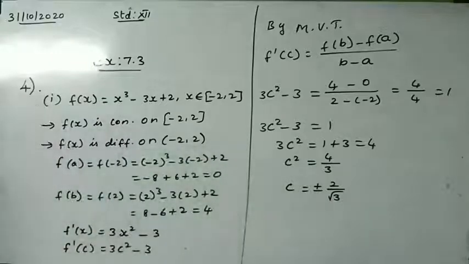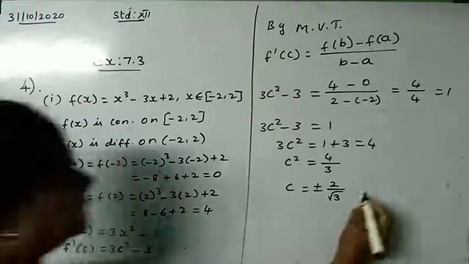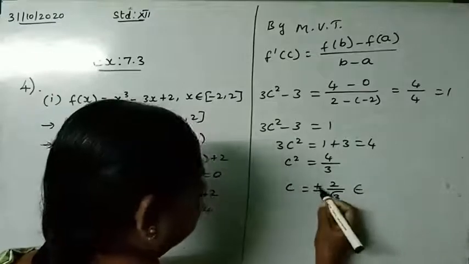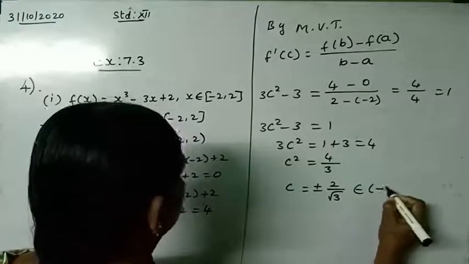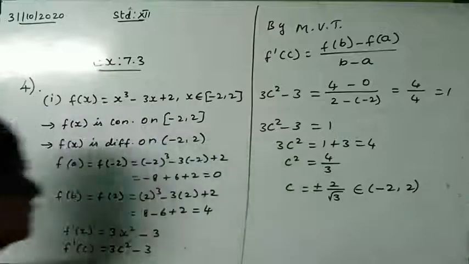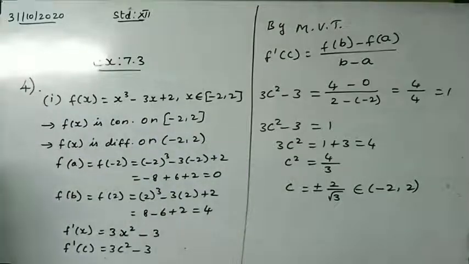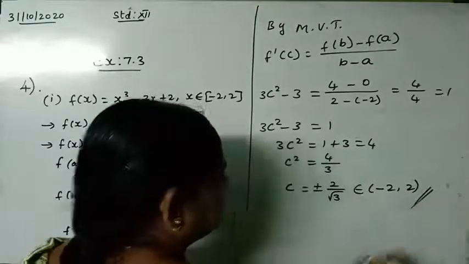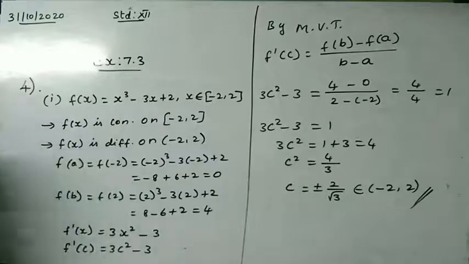Now these two belong to the given interval. Two values are there. So the two values belong to the interval minus 2 comma 2, and hence the value of c is plus or minus 2 by root 3. Then question number 2, second subdivision.